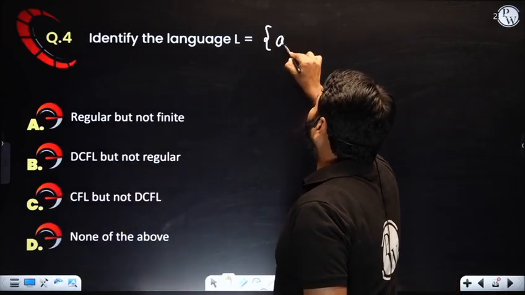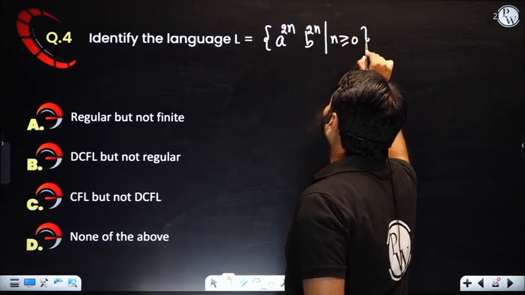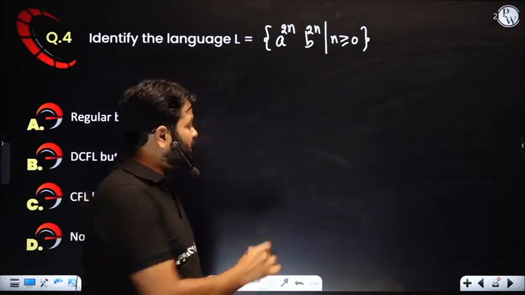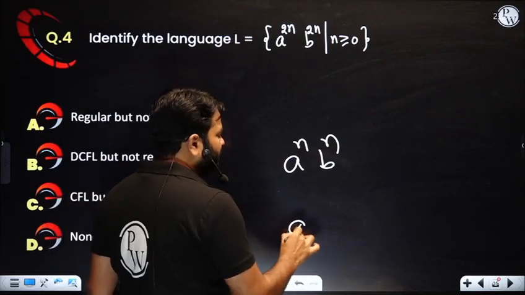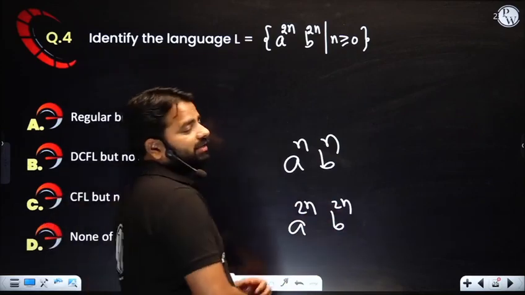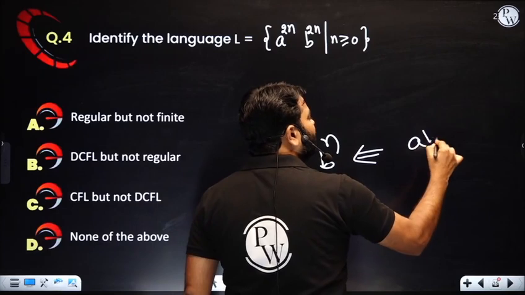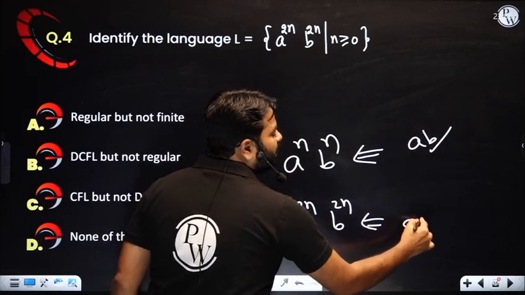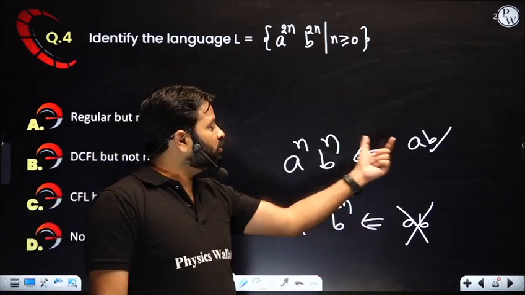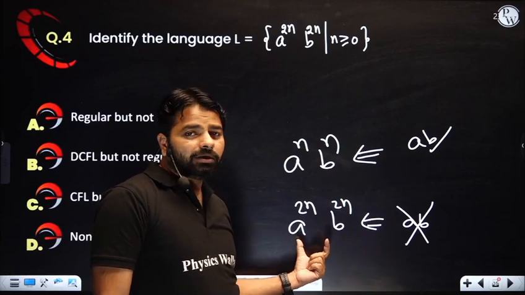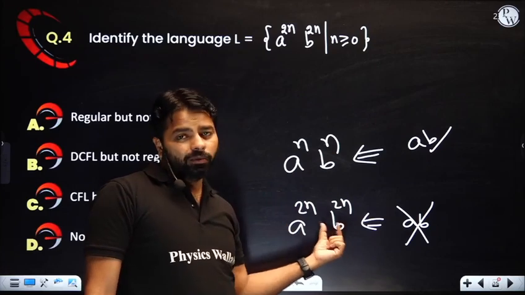Now, very simple. A power 2n, B power 2n, such that n is greater than or equal to 0. What do you do? There is a difference. A power n, B power n means an equal number of A's and B's. A power 2n, B power 2n is also an equal number of A's and B's, but these two are not the same. Why? Here, 1 A, 1 B is accepted, but here, 1 A, 1 B is not accepted. It is not in the language. If you design a machine, AB should not be accepted here, because that means even A's followed by even B's.